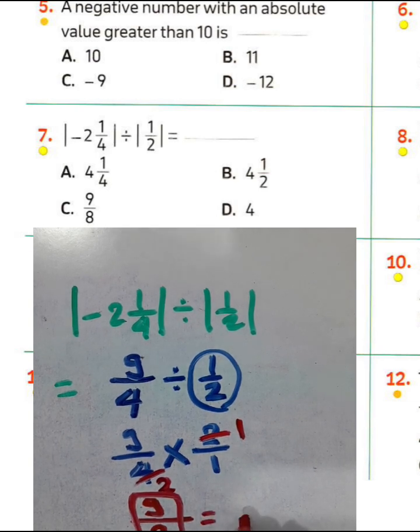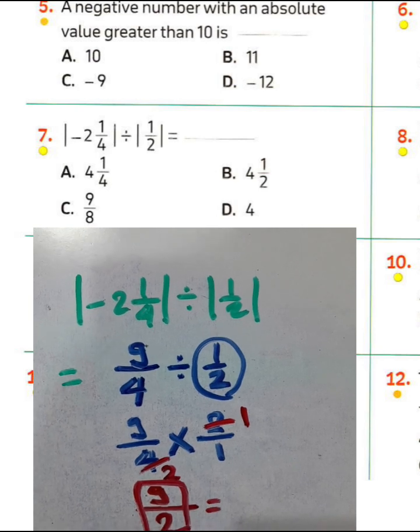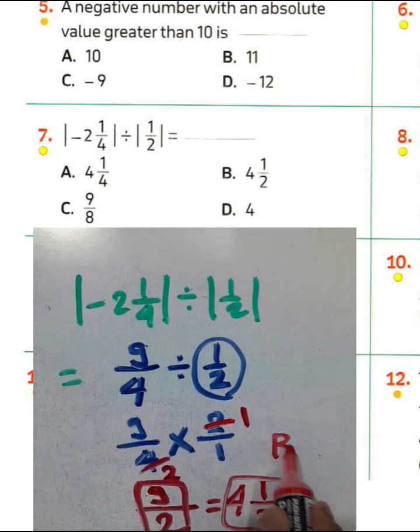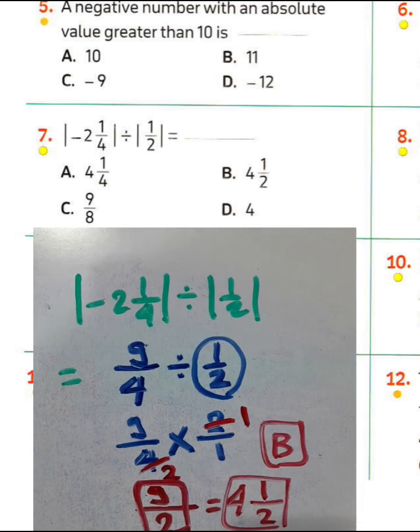You can convert from an improper fraction to a mixed number because the numerator is greater than the denominator. We write 2 in the denominator, and 9 divided by 2 equals 4 with remainder 1. The result will be 4 and a half. Choose letter B for question number 7.